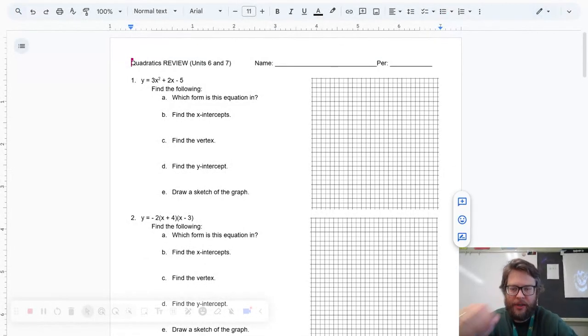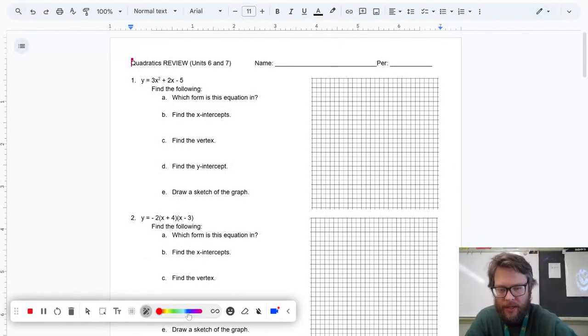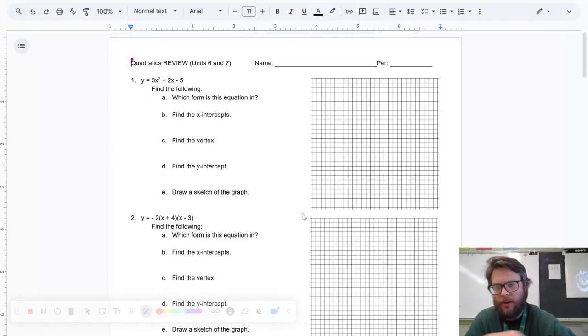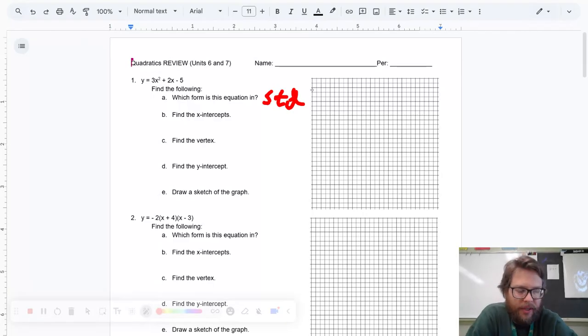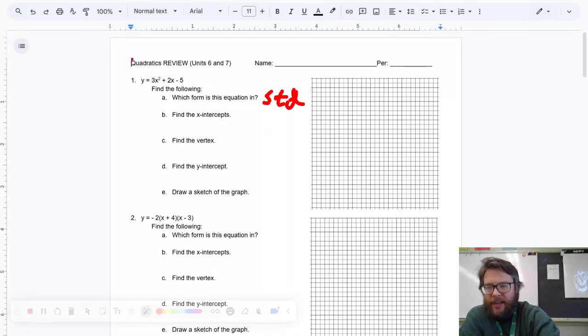All right, everybody, I'm going to try to go through the review for our quadratics. Go pretty quickly through it. So we've got an equation here. This one is in standard form. If we're going to find the x-intercepts, we could either use the quadratic formula or try to factor it. I usually try to factor it for about 1 minute before I go to the quadratic formula.